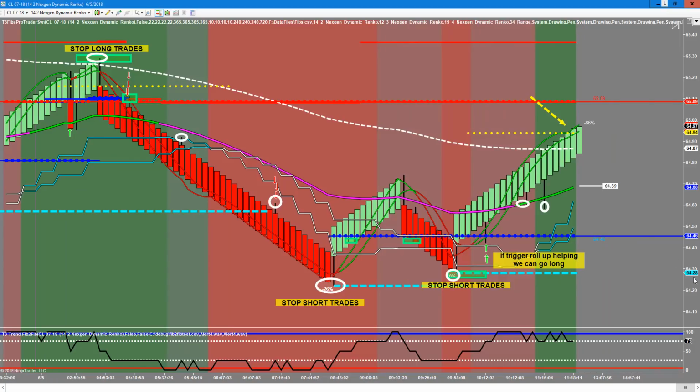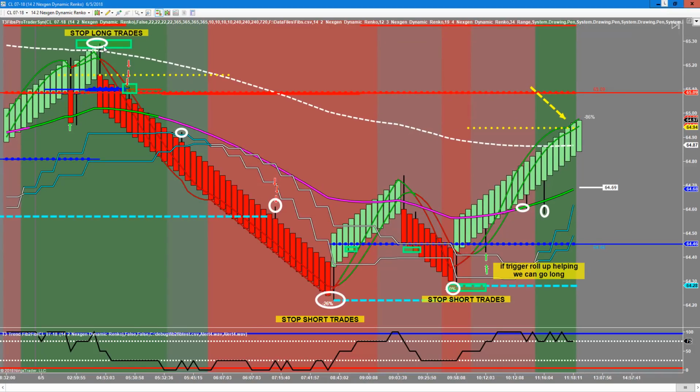So again, conditional. Hit the area, triggers roll, you got fibs, go short, go short, go short. Conditions, triggers roll, you can take a long. Conditions, triggers roll, then you take a long, then you take a long, then you take a long. Conditions are hit, wait, wait, wait. We break through. Now it's okay to do long trades again.